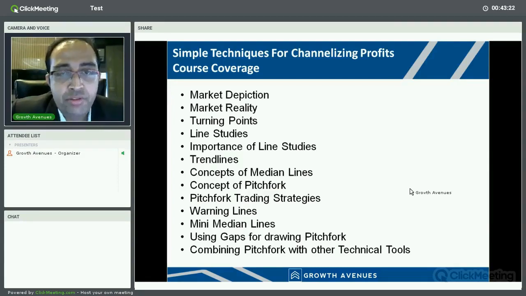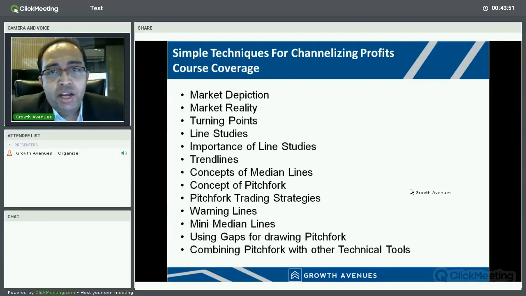It's very useful for traders, very useful for investors. So the entire focus of the program is going to be how to use a pitchfork across asset classes, and also how to trade using a pitchfork on a shorter time frame or on any time frame. So that's the webinar which is coming up on December 23rd and December 24th, titled Simple Techniques for Channelizing Profits. And I will be taking the program on December 23rd and 24th.